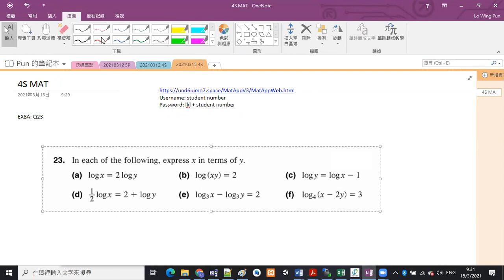Please put a star here. This is exercise 8A, question number 23.